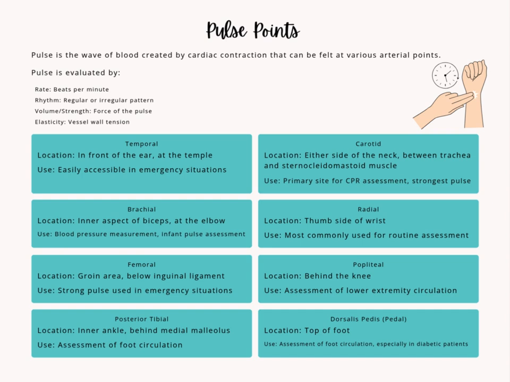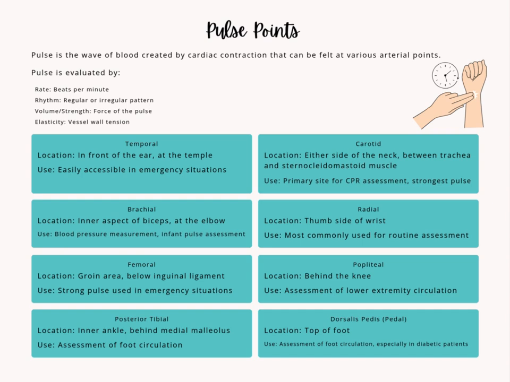So there are multiple pulse sites in your body. There is your temporal pulse, and that is at your temple, which is in front of the ear, kind of at your head. A lot of people will say they have a headache. It's kind of right there, and they can feel it pulsating. Carotid is at your neck. That is what we use for CPR assessment.